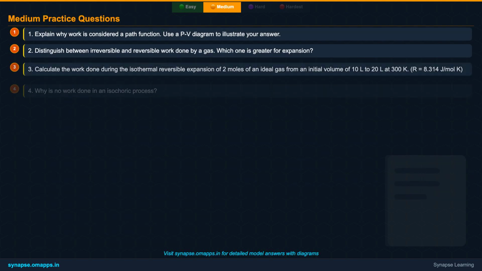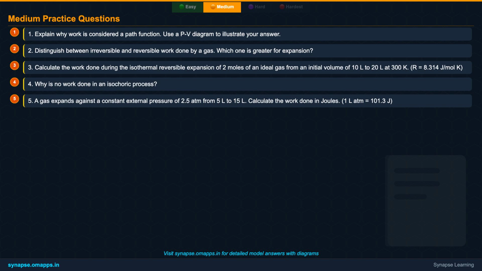Now, test your understanding of these medium-level concepts. These questions challenge you to differentiate between types of work, apply the formulas for reversible isothermal expansion, and understand work in various thermodynamic processes. Pay attention to the conditions specified in each problem, as they dictate which formula or principle you should use. Good luck!